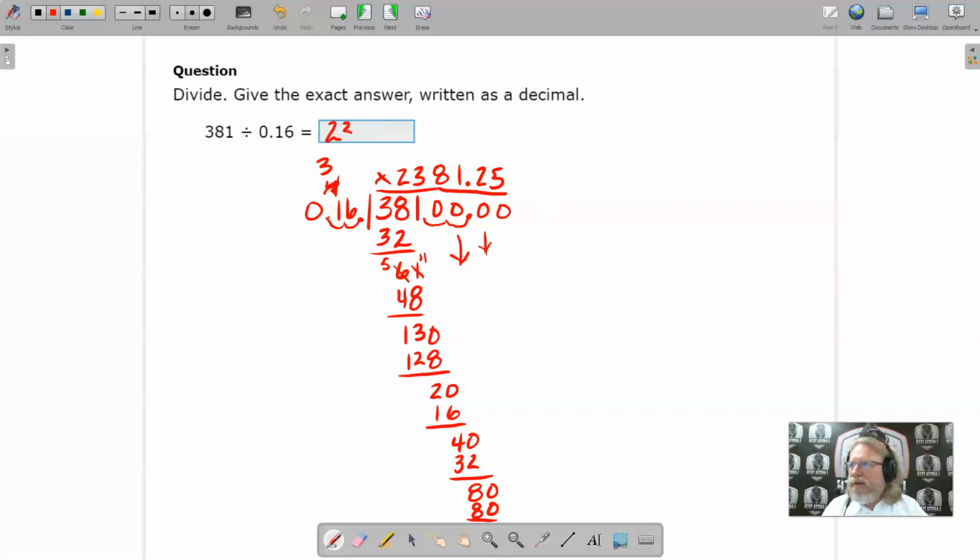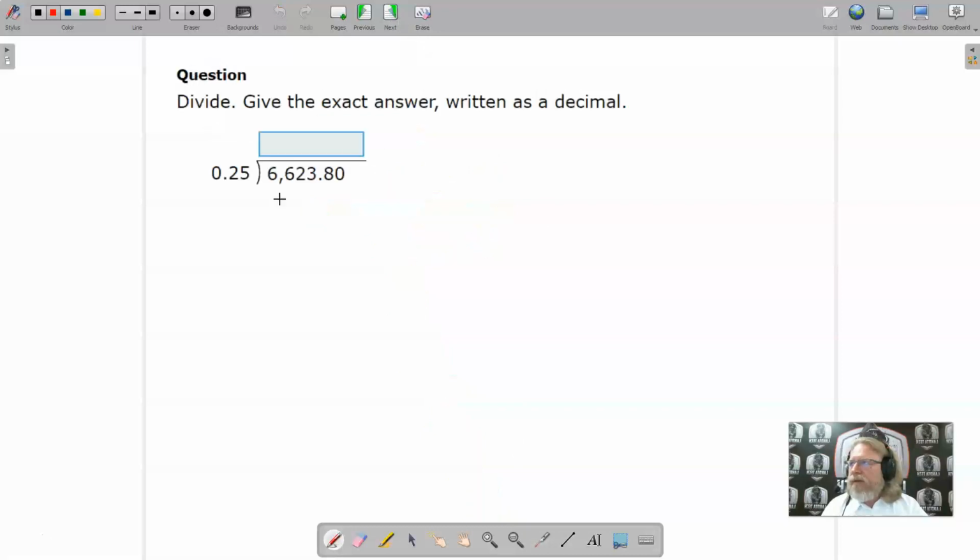2381.25. Now, whenever you get to larger numbers like this, chances are you're going to start using a calculator. This would take some time to do, but the key thing is we need to move the decimal over 2 places. So we move it over 2 places here, and we end up putting a decimal in right here.